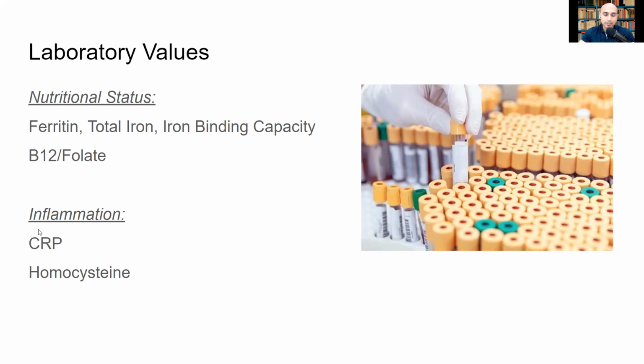And then, of course, with inflammation, there are some markers such as CRP and homocysteine, which are important. And in inflamed states, sometimes the production of T3 from T4 is decreased, and there is more conversion of T4 to reverse T3 in these states. We want to make sure that we try to reduce inflammation as much as possible.